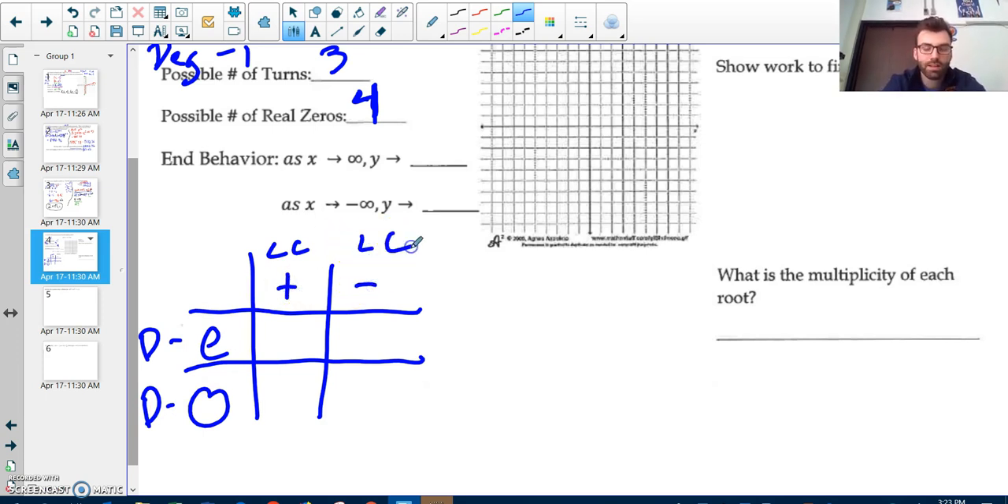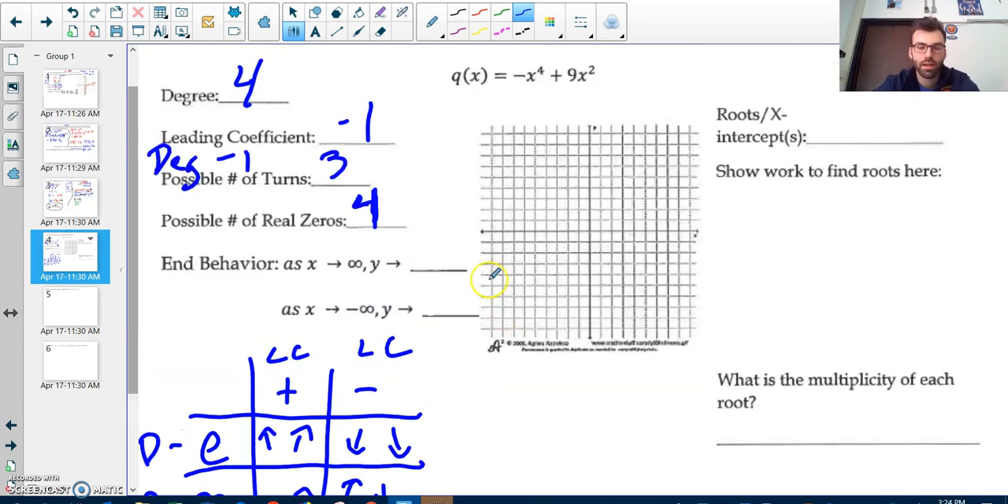So if my degree is even and my leading coefficient is positive, my end behavior will look like this. As x goes to negative infinity, y will go to positive infinity. As x goes to positive infinity, y will go to positive infinity as well. If it's an even degree with a negative leading coefficient, they will go down, down. If it's odd, remember odd alternates. So it's down, up, and up, down like that. That's our chart.